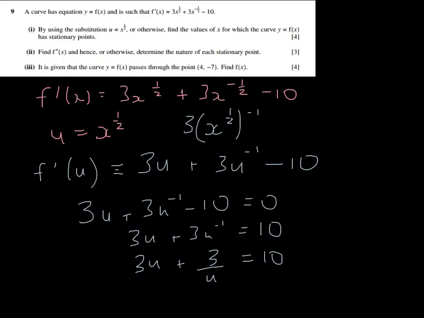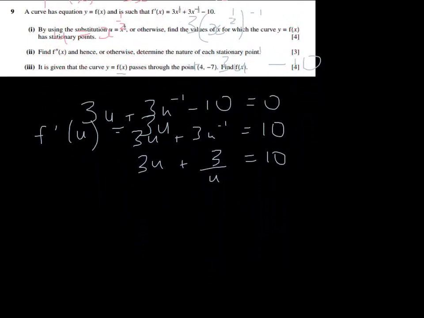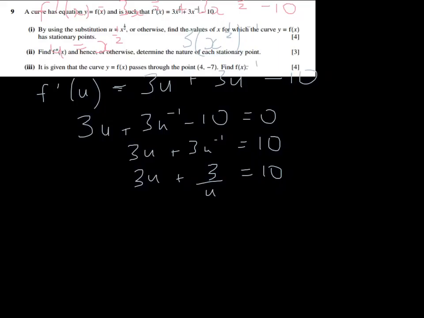So I'm going to do it slightly differently this time, but it's still going to give us the same answer. Last time I said to multiply everything by u. In essence, what you're doing is combining these two to make one fraction. So I'll show it to you this way, just in case it helps. If I combine this into one fraction, it's going to be 3u squared plus 3 all over u equals 10. And then, of course, I would multiply by u.